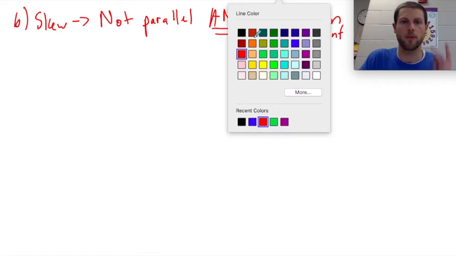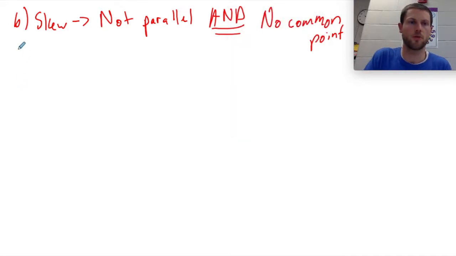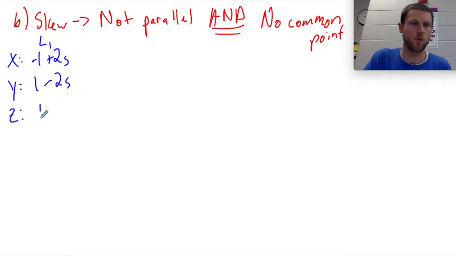And so once again, we're comparing two lines. We've got L1 and L3 this time. So let's do what we did before. Let's keep track of the x, y, z parametrics of my two lines. So for L1, I have negative 1 plus 2s. For my y, I've got 1 minus 2s. And for my z, I have 1 plus 4s.